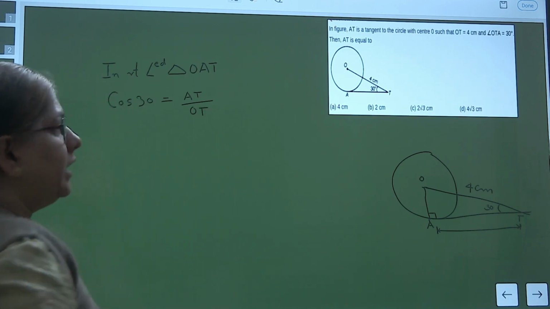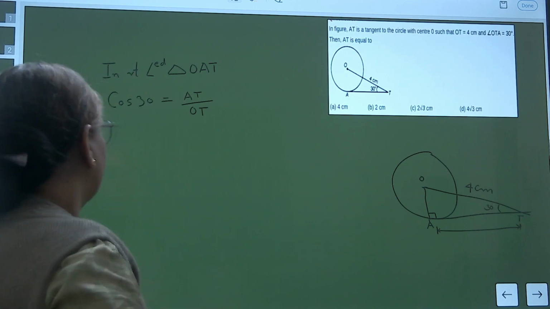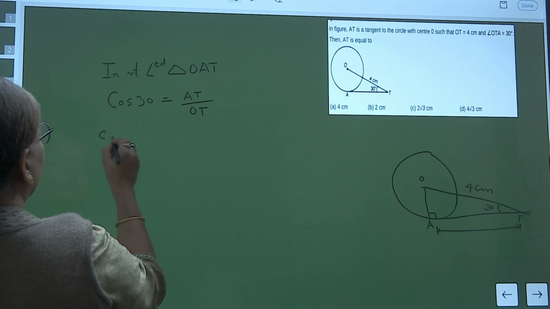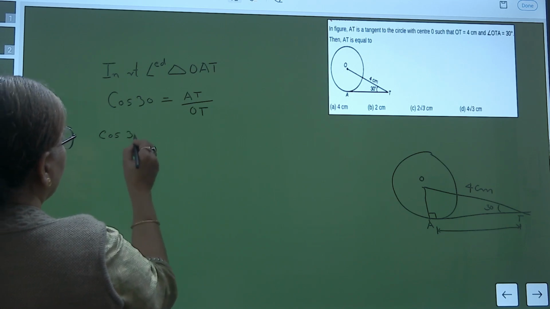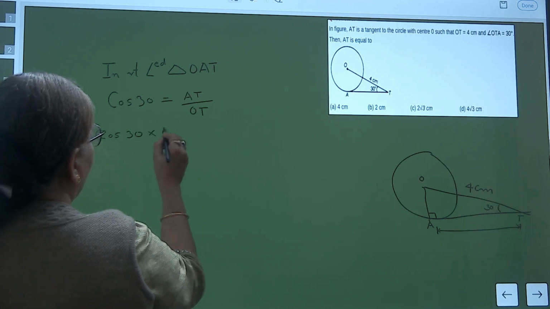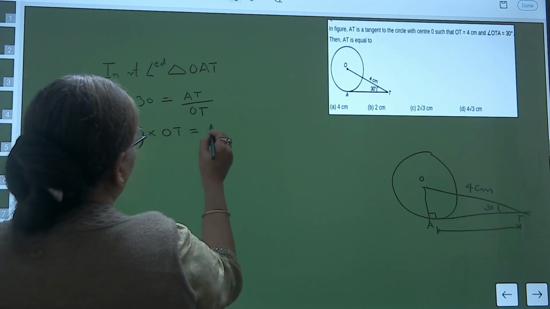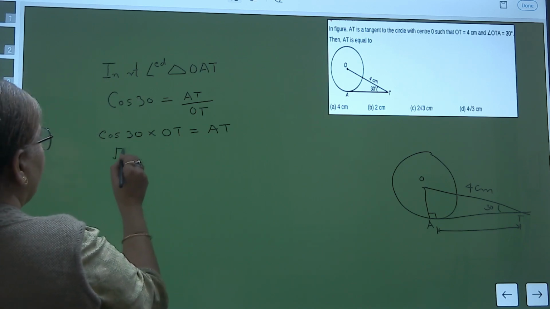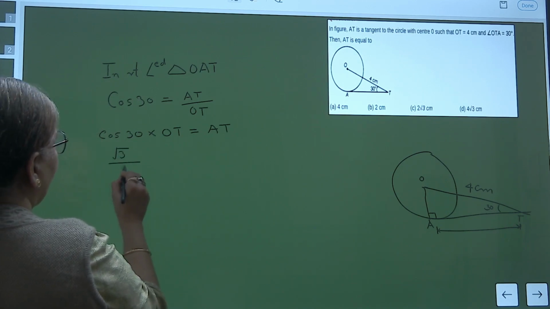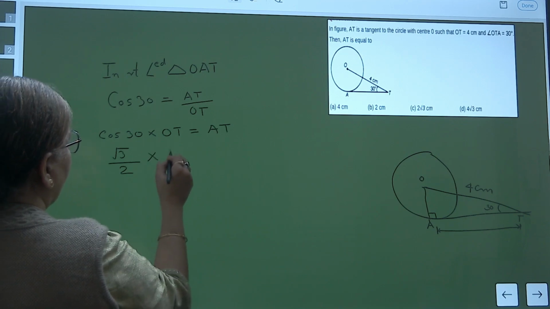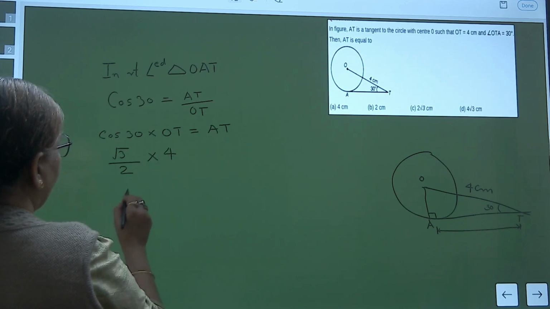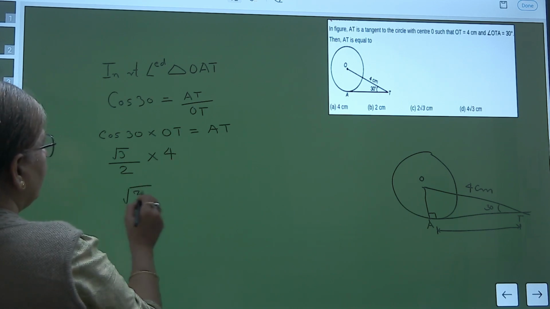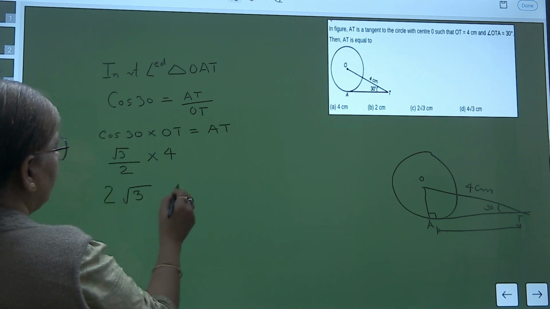We know cos 30 is root 3 by 2. So you can write cos 30 multiplied by OT will give you 8. So cos 30 is root 3 by 2 multiplied by OT, that is 4. So you get the answer, root 3 cancels out. So you get 2 root 3. This is your answer.